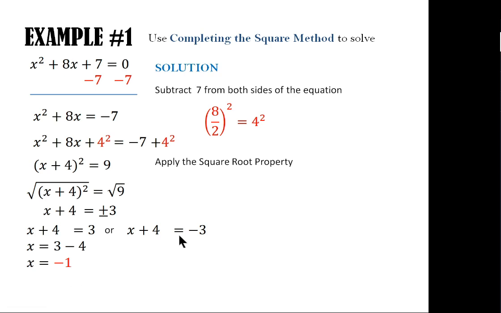x plus 4 equals negative 3. So we're going to subtract 4 also from both sides. So we have x is equal to negative 3 minus 4. That's x is equal to negative 7.